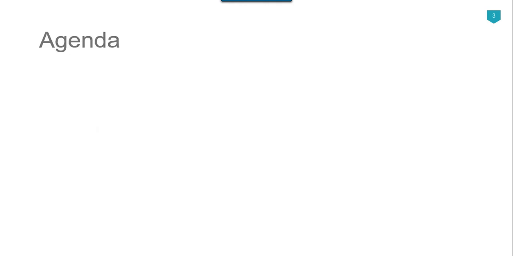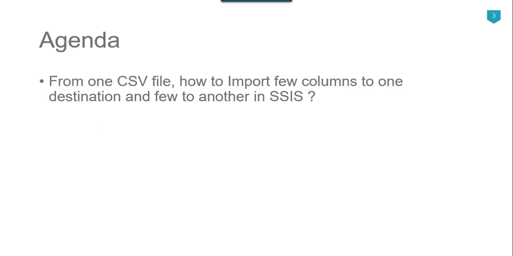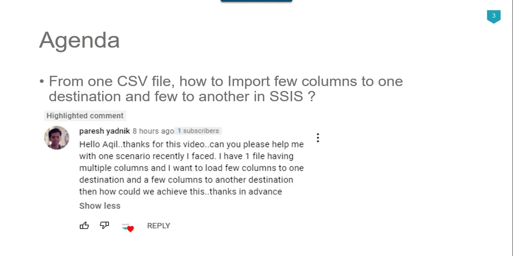So the agenda of today's video tutorial is from one CSV file how to import few columns to one destination and few to another one. Recently I got a question from one of my subscribers, Paresh Yadnik. I have one file having multiple columns and I want to load few columns to one destination and a few columns to another destination. How could we achieve this? So let's see how we can do that in SSIS.